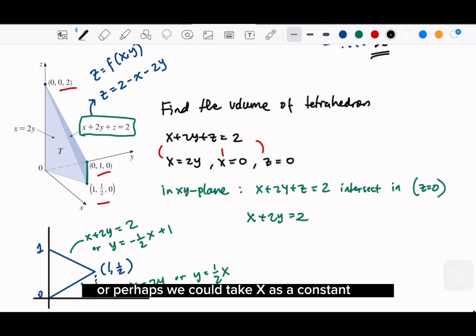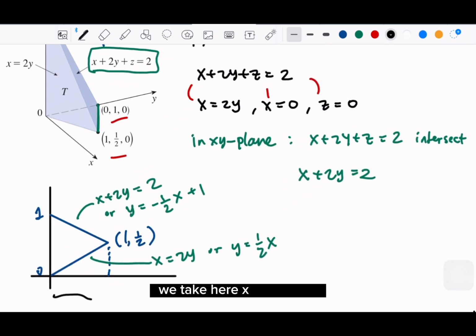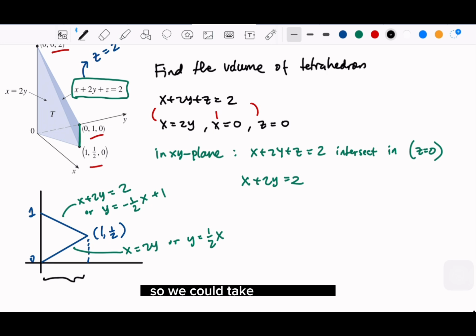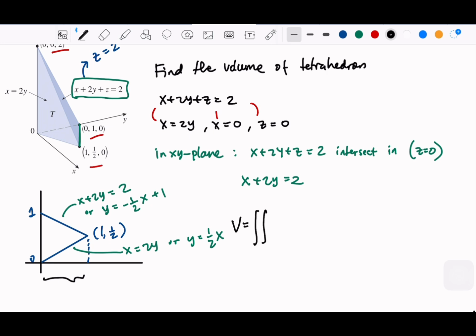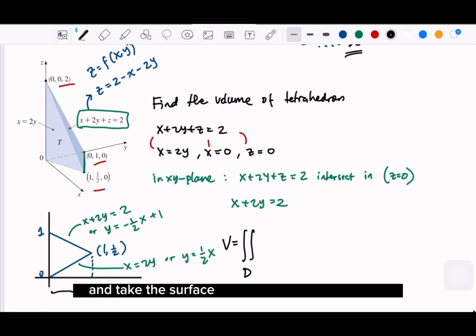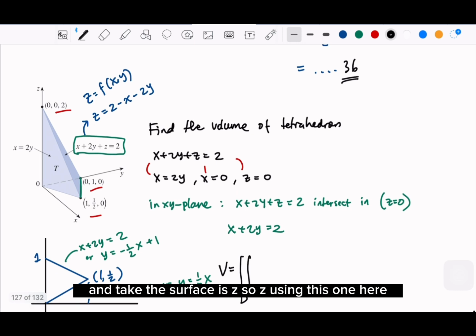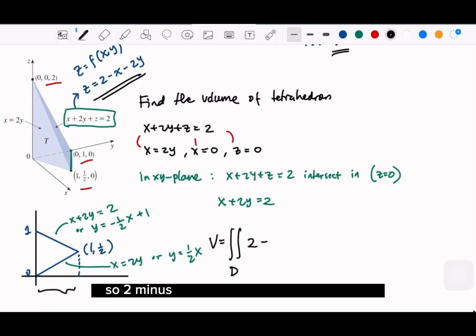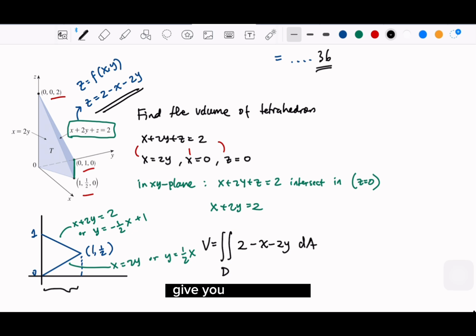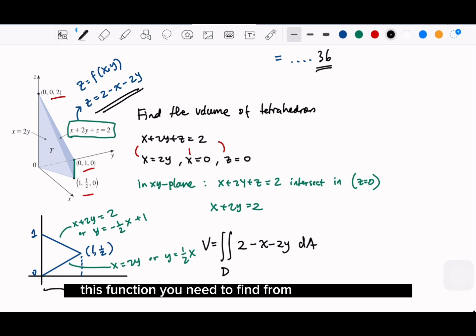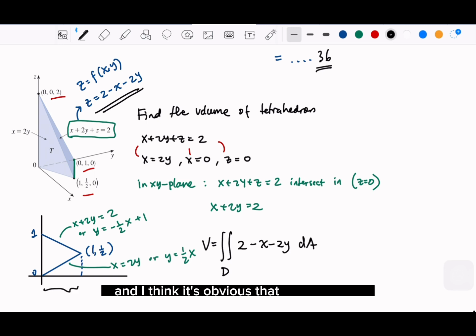perhaps we could take x as a constant also. If for example we take here x and then this y2 minus y1, right? So we could take the volume and take the surface is z, so z using this one here, so 2 minus x minus 2y and then dA. Okay, so this type of question gives you all you need in the volume, okay, to draw the volume, but this function you need to find from the volume here.